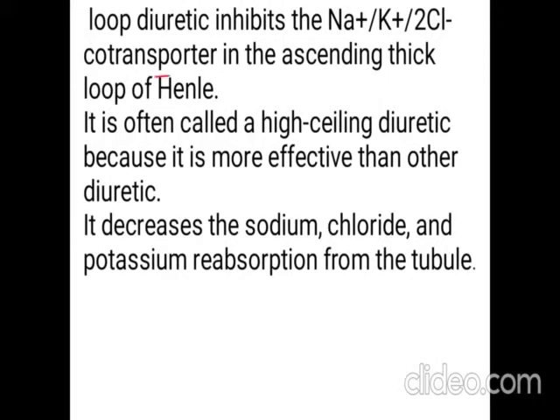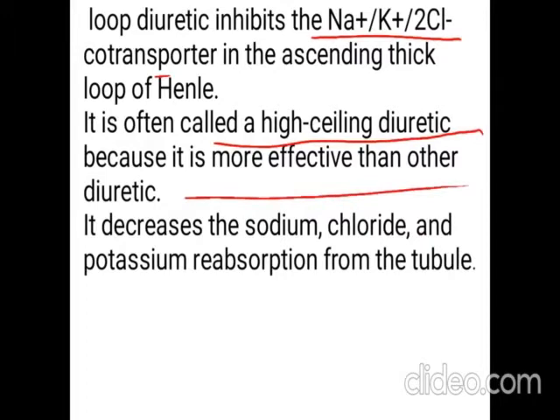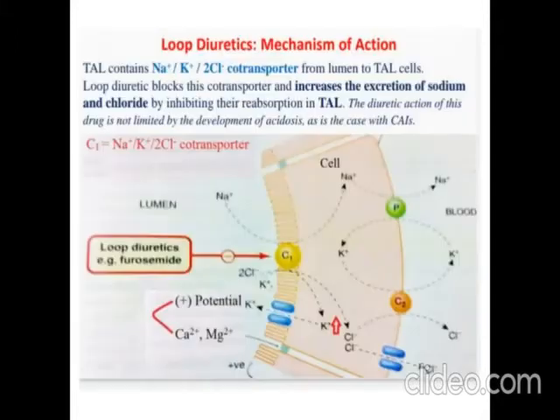Okay, so these diuretics are responsible to inhibit the sodium potassium 2 chloride co-transporter in the ascending loop of Henle. Hence, it is often called high ceiling diuretics as it is more effective than any other diuretics. It decreases the reabsorption of single sodium, single potassium, and 2 chloride ions from the tubules.